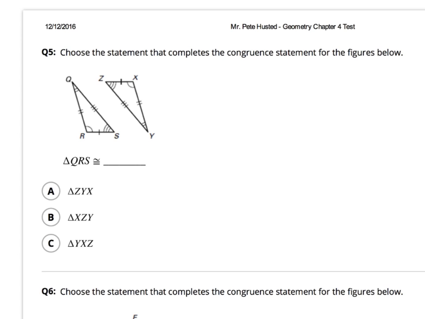Okay, question 5 wants to know triangle QRS. So QRS, pay attention to how it's labeled. Starts with the double arc, to the single arc, to the triple. Is it congruent to which of these three triangles? Okay, so when you pick one, make sure it goes in the same order as this one.